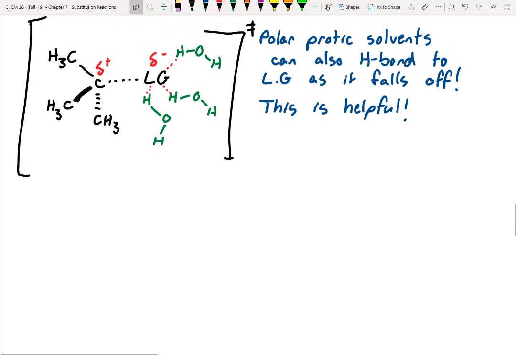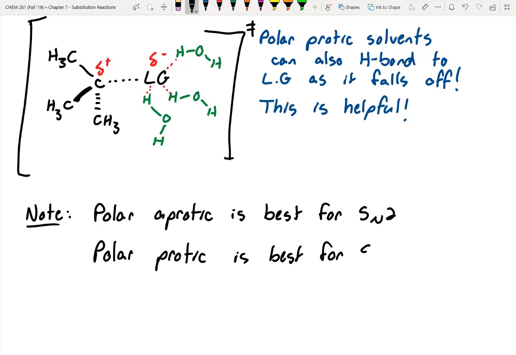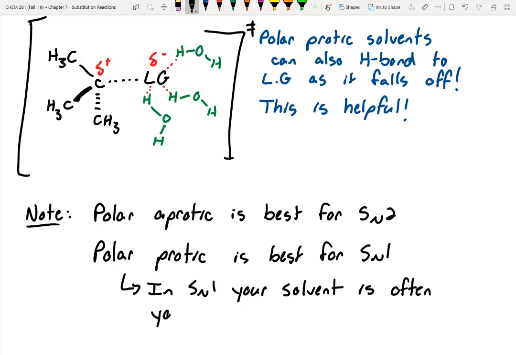So let's make some notes here. And in fact, I'm going to include that in our note. First one is polar aprotic is best for SN2. Polar protic is best for SN1. And then in SN1, your solvent is often your nucleophile.